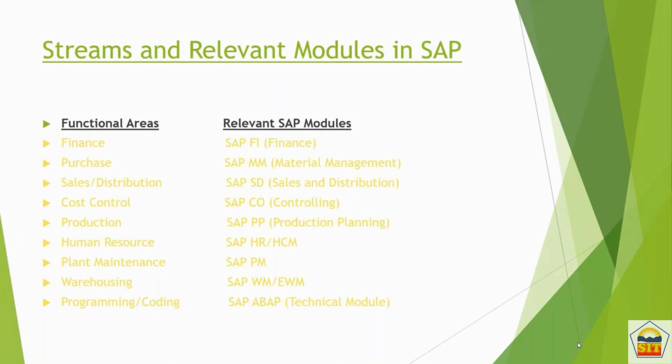Then for cost controlling, we have SAP CO. For production, it is SAP PP. PP stands for production planning, and for human resource or HR, we have SAP HR. Then for plant maintenance, we have SAP PM, and for warehousing, we have SAP WM or Extended Warehouse Management. Are these the only modules available in SAP? No, there are so many modules for different functional areas, but these are the major ones which we can see in any company, especially in a manufacturing company.